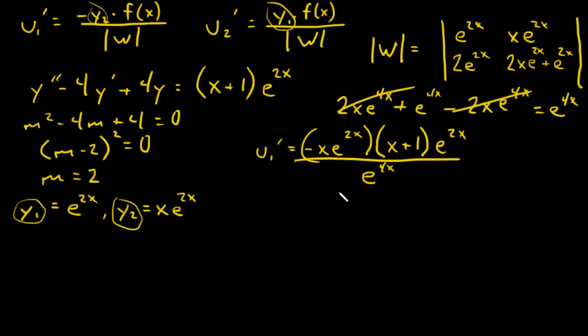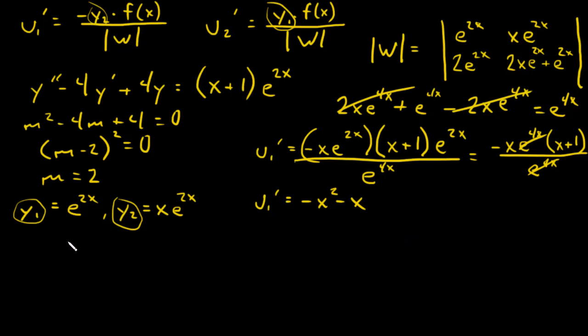Okay, so what do I have here? Well, this is just negative x e^(4x) times (x + 1) over e^(4x). I'll have to do it in two lines. The e^(4x)'s are going to cancel, and I'm left with u1 prime equal to negative x squared minus x. That's my u1 prime.